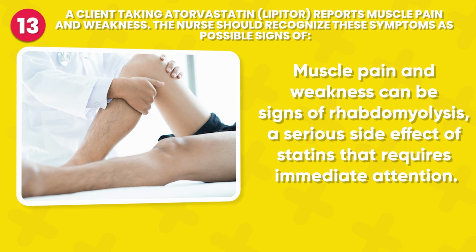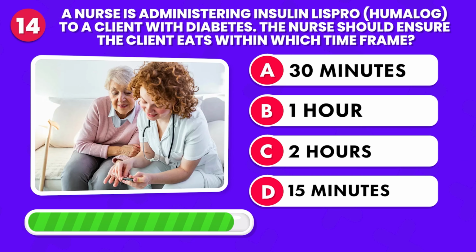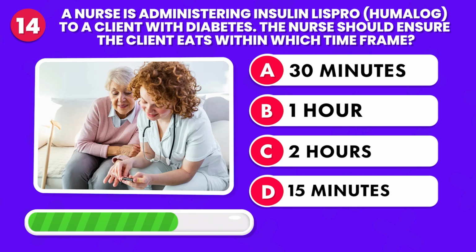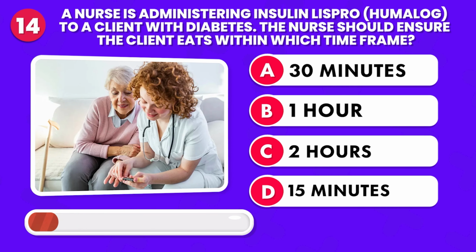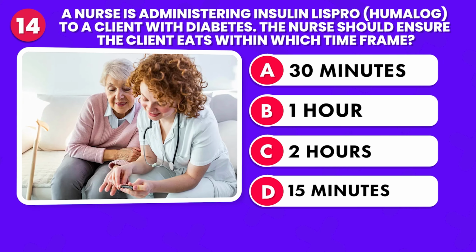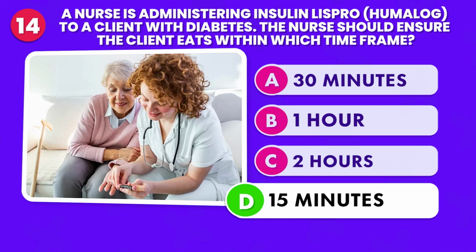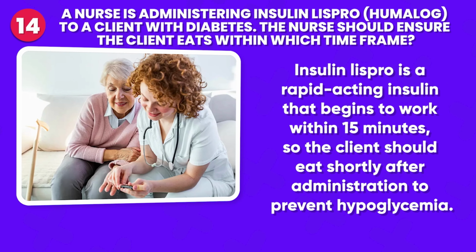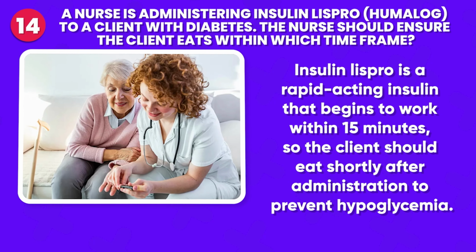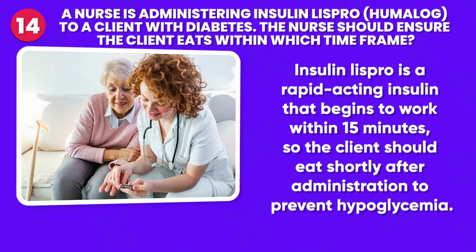A nurse is administering insulin Lispro, Humalog, to a client with diabetes. The nurse should ensure the client eats within the time frame. A. 30 minutes, B. 1 hour, C. 2 hours, D. 15 minutes. It's D. 15 minutes. Insulin Lispro is a rapid-acting insulin that begins to work within 15 minutes, so the client should eat shortly after administration to prevent hypoglycemia.